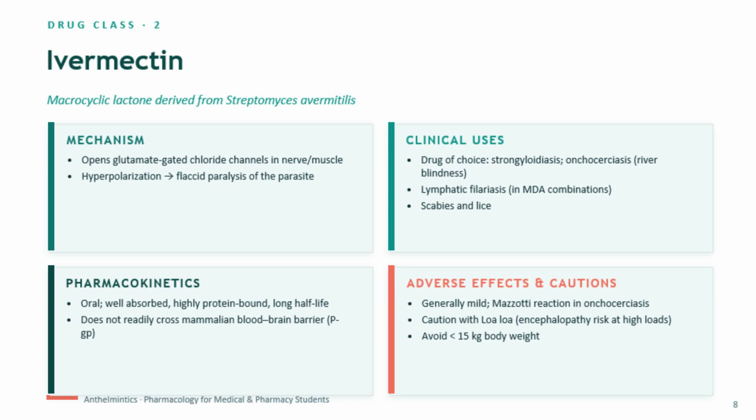Now here's a beautiful piece of pharmacology. Ivermectin doesn't readily cross our blood-brain barrier because P glycoprotein pumps it back out, which is exactly why it's safe for us but lethal to the parasite. Two cautions, though: be careful in patients with heavy Loa loa loads because of encephalopathy risk, and avoid it in children under 15 kilograms.